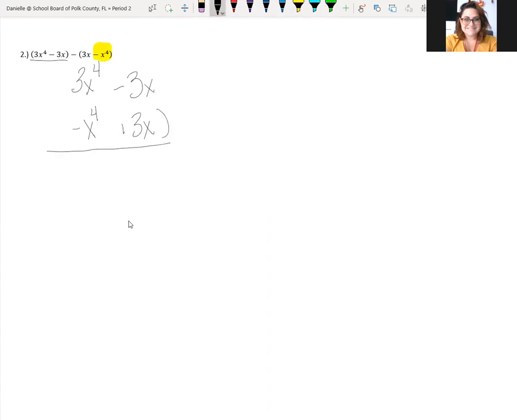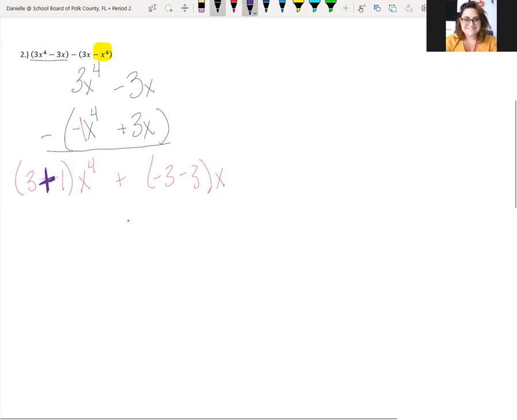I'm going to put our equal bar down, drop some parentheses and throw a negative out front. So we would have 3 minus negative 1, x to the fourth, plus negative 3 minus 3. 3 minus negative 1, because there's two negatives, this really becomes plus. So now we have 3 plus 1, which gives us 4x to the fourth. Negative 3 minus 3 gives me negative 6x. And then I can get rid of that sign, and I'd have 4x to the fourth minus 6x.